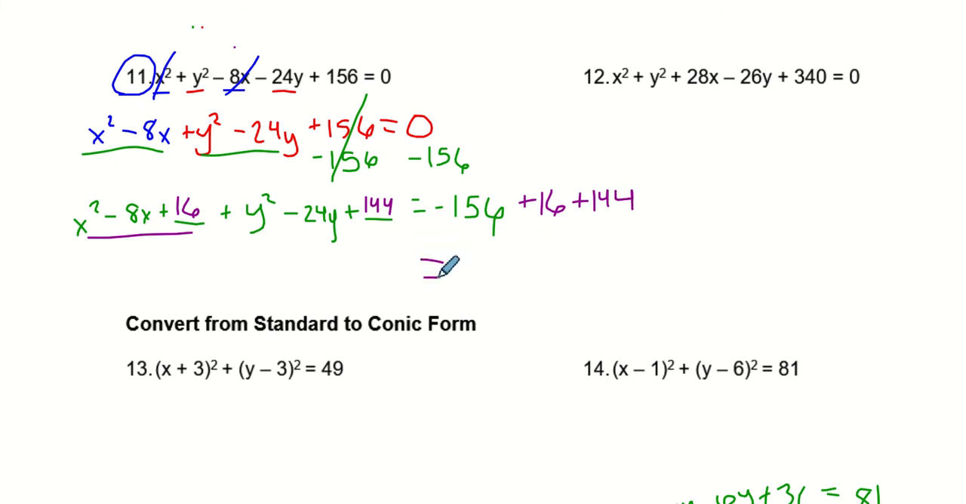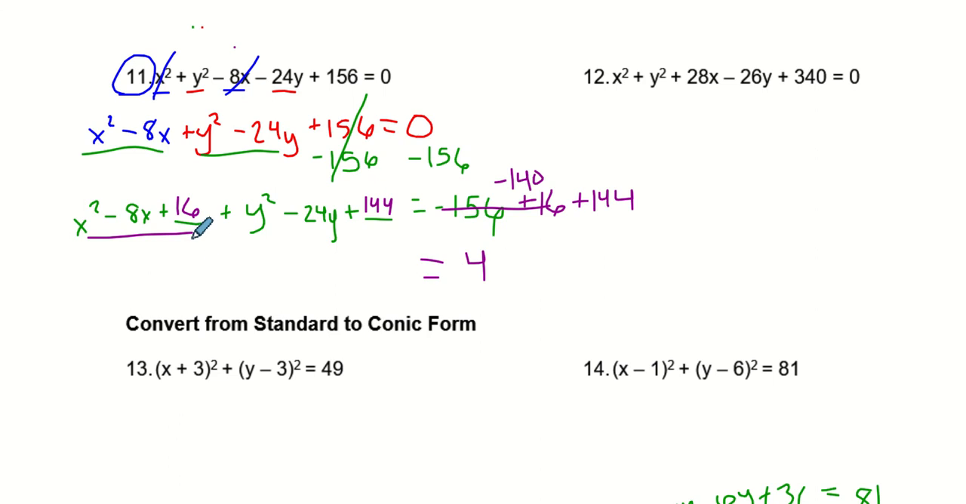Now on the right side, what does that give me? This gives me negative 140, I believe. And negative 140 plus 144 is just 4. So that works out nice.